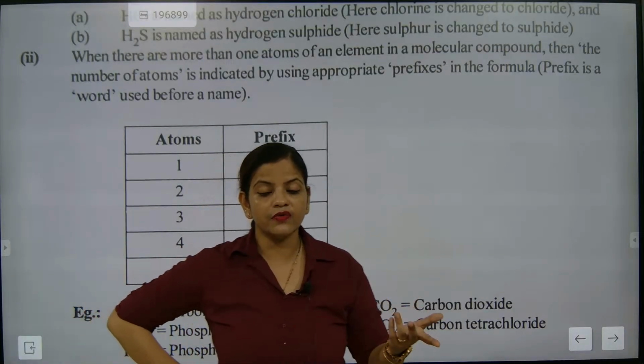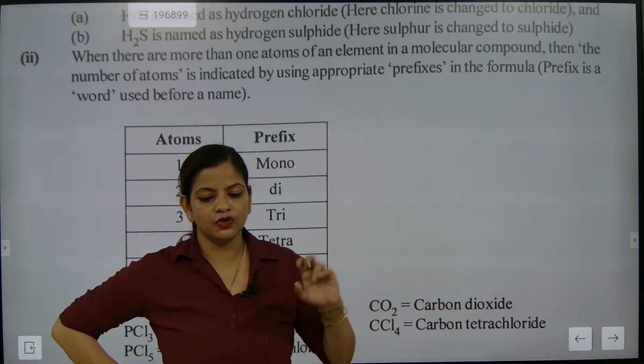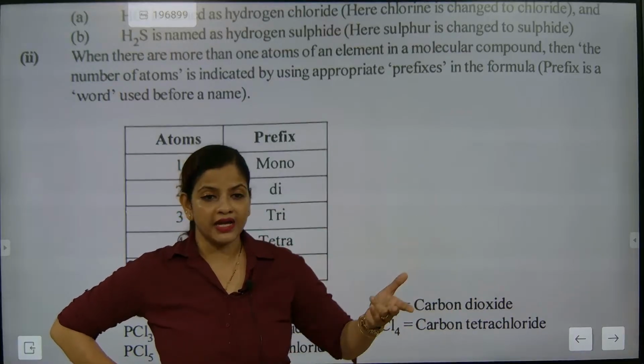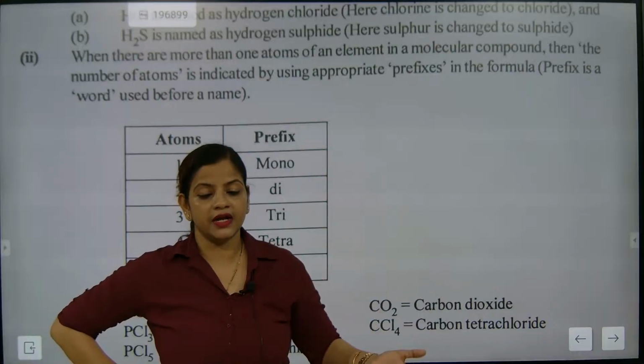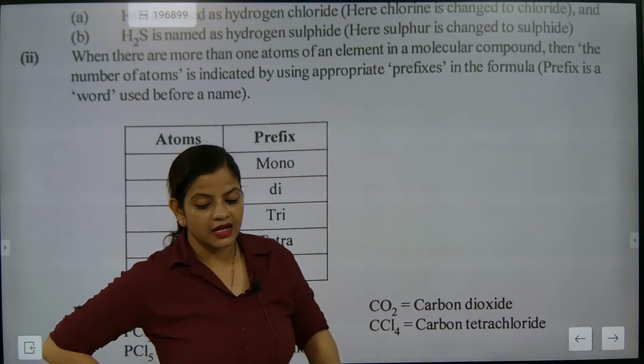For oxygen also, what are we using? Oxide. For fluorine, what are we using? Fluoride. Understood? For bromine, what are we using? Bromide. For chlorine, what are we using? Chloride. For iodine, what are we using? Iodide. So that is the part we are using.